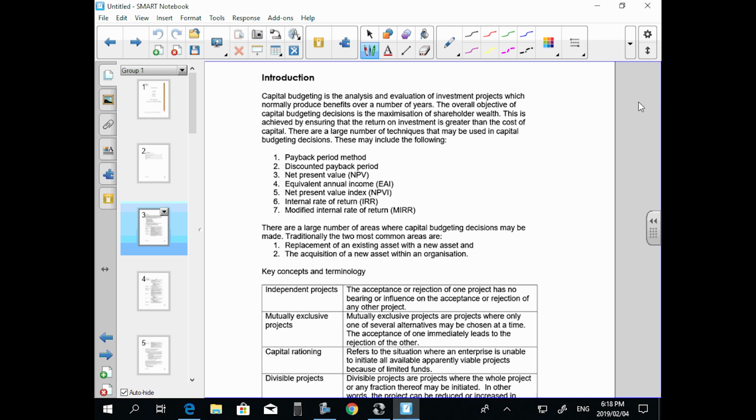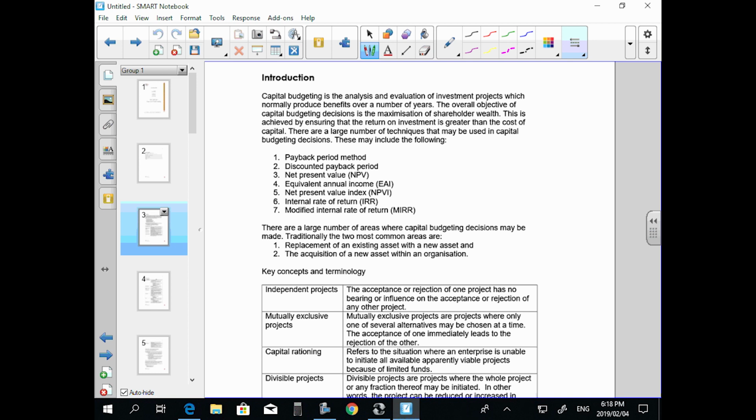So your capital budgeting is investment decisions. What am I doing? Which projects am I choosing? Can I do more than one? And how am I making those decisions? So there's different options to make those decisions. I just want to start going through this. It's the analysis and evaluation of investment projects, which normally produce benefits over a number of years.